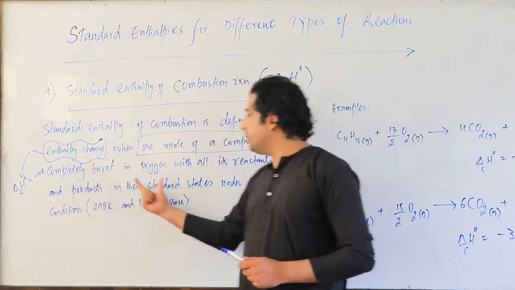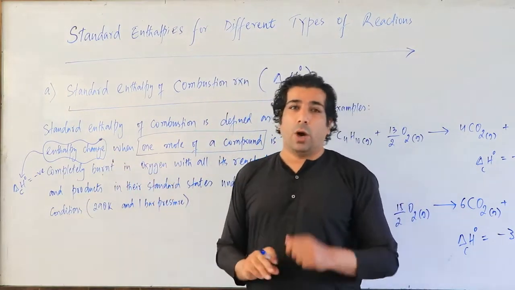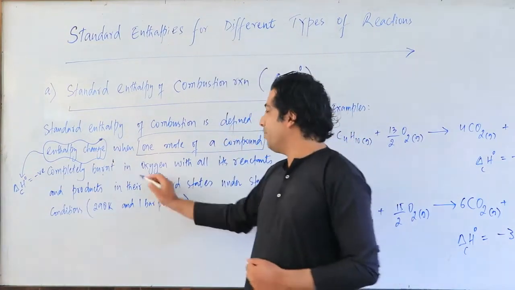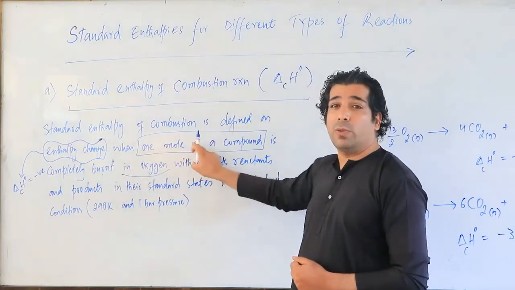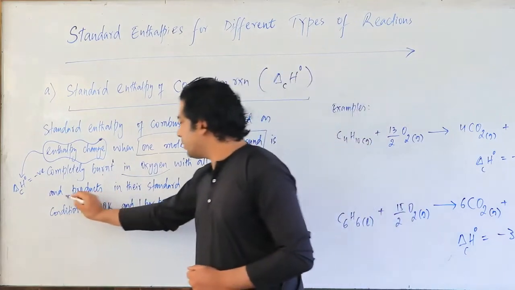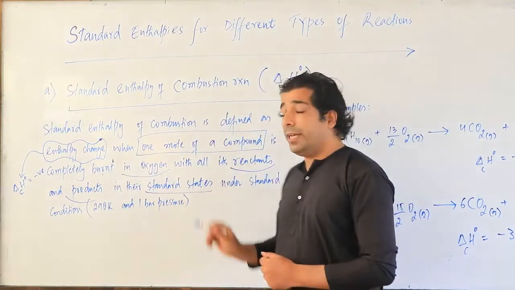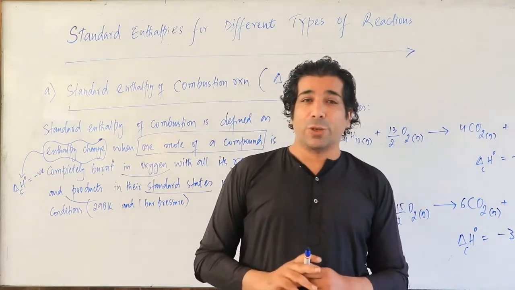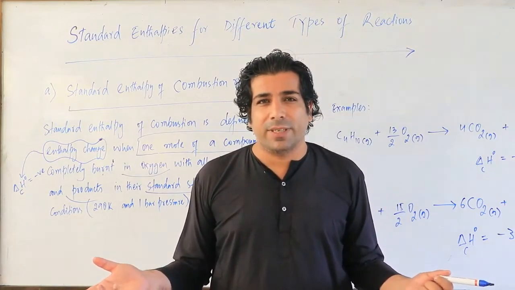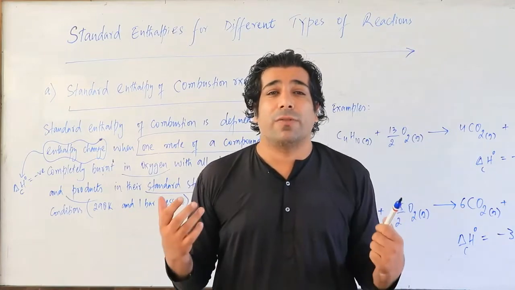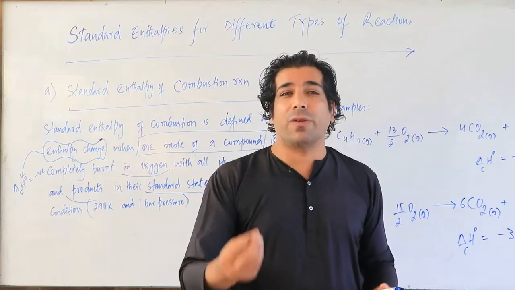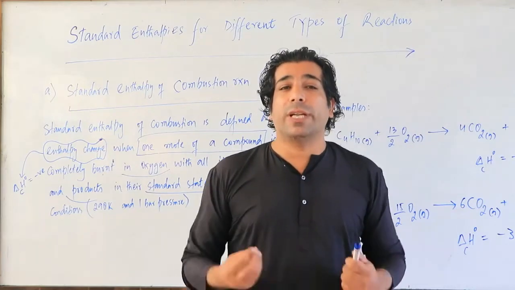So when you burn 1 mole of a compound, it is completely burnt in presence of oxygen. Oxygen is required for the combustion, yes or no? So in presence of oxygen, you are burning 1 mole of a compound with all its reactants and products in their standard states. Here the reactants and the products should be in their standard states. And I defined the standard state last time. What is the temperature for the standard state we are taking usually? Yes, the temperature of interest is usually 298 Kelvin.